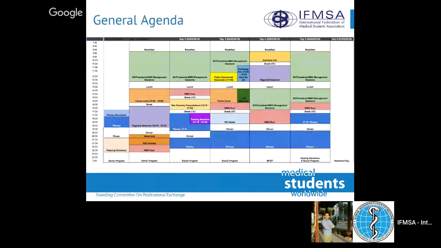So let's start with the general agenda. As you can see here, this is the general agenda of the GA, of the March meeting. We will start, of course, on March the 1st, when there will be the opening ceremony and the first plenaries. Then the first real working day will be the so-called day 1, which is the 2nd of March.